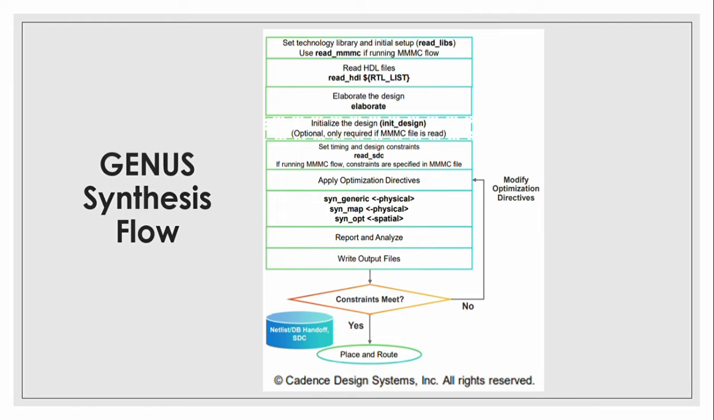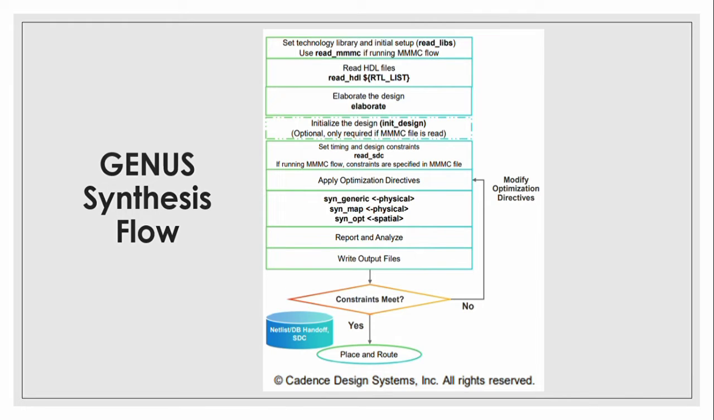From Synopsys we use DC, that is Design Compiler. But in this video we are going to discuss mostly the Genus synthesis flow. So this is the flow of Genus. First, we have to make a setup file. In that file we have to source all the libraries and the MMMC file. Then we have to source the RTL files.